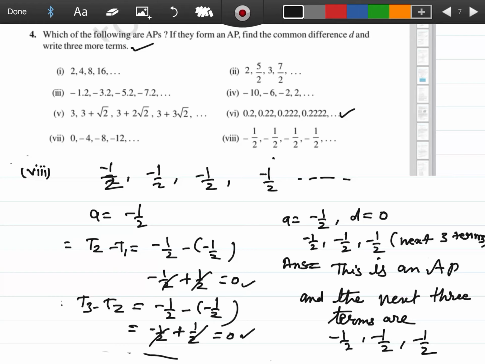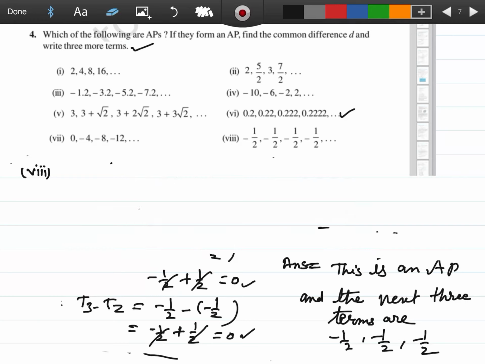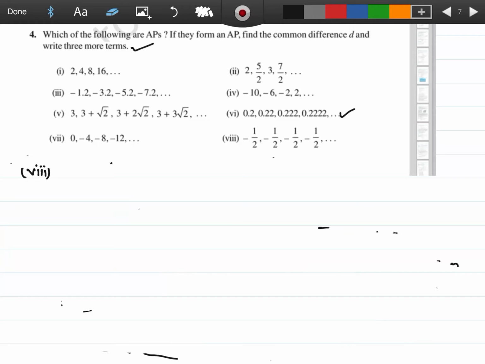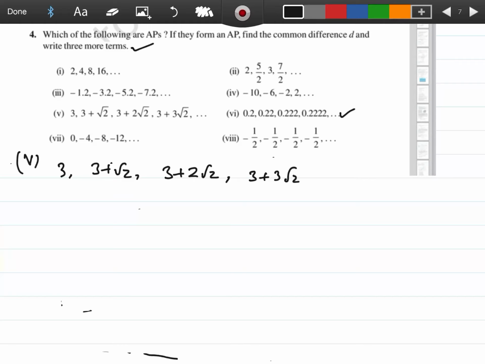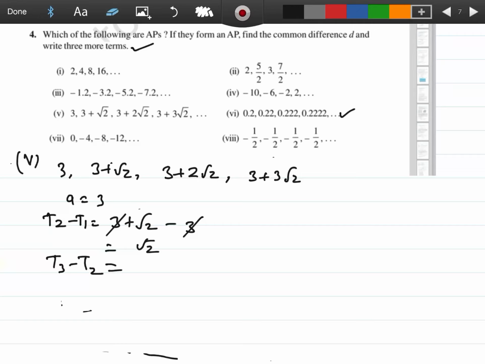Let us see how to solve question number 5. क्वेश्चन नंबर 5 हम देखते हैं किस तरह से हमको सॉल्व करना है. 5th क्वेश्चन आप देख सकते हैं यहाँ पर 3 + √2, 3 + 2√2, 3 + 3√2. सो आप यहाँ पर देखेंगे A इज इक्वल टू 3 and T2 - T1, दैट इज 3 + √2 - 3. आप देखिए 3 से 3 कैंसिल होगा, आंसर विल बी √2.